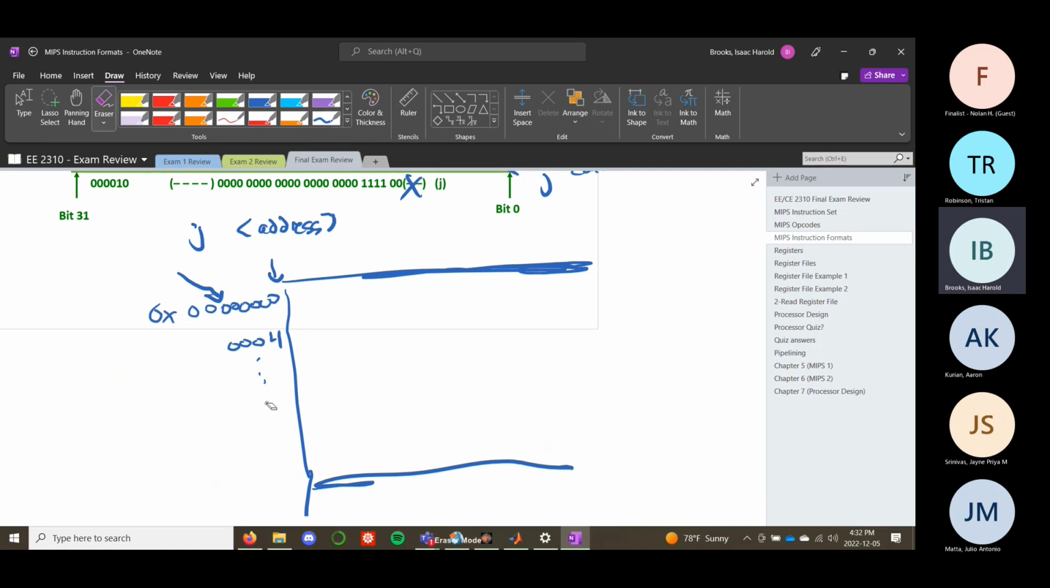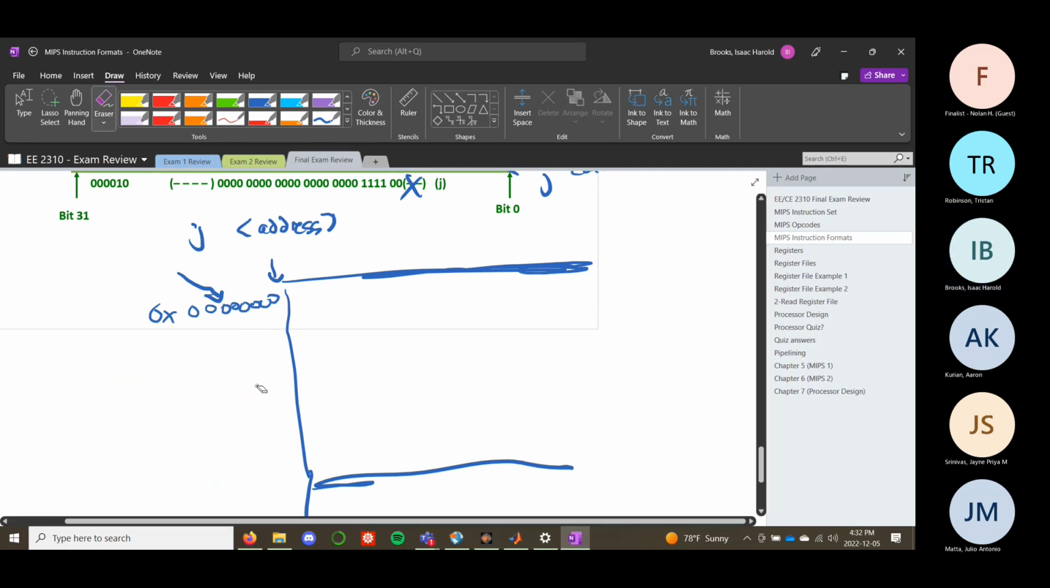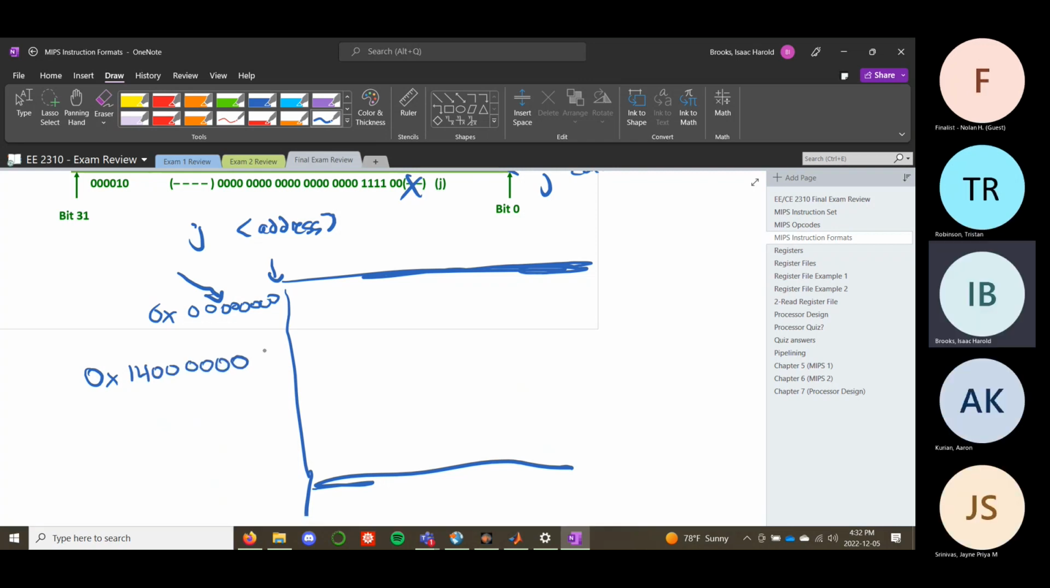So if this jump instruction is at address hex 1400000, each hex digit is four bits. So this one is 0001, really. And this is the four most significant bits. So these four bits are going to get copied into your jump label.